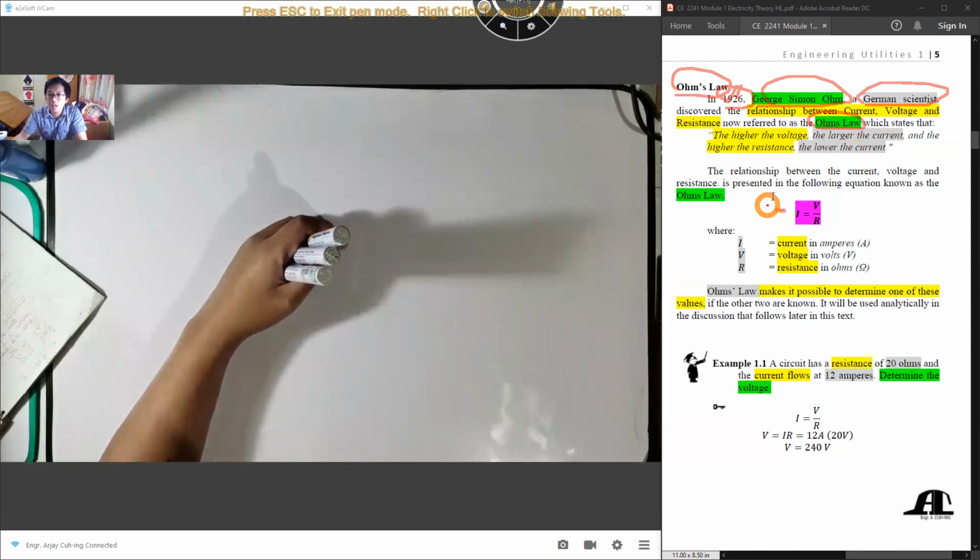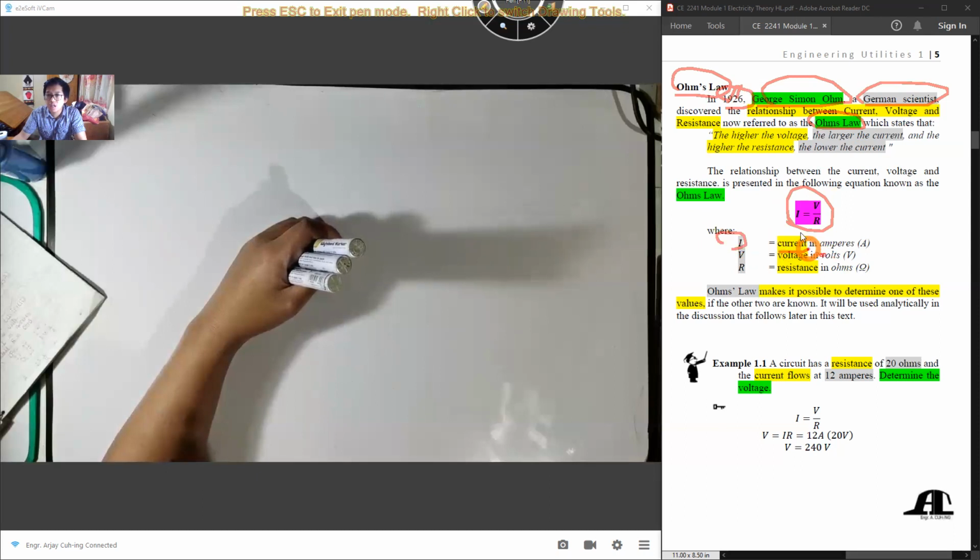Okay? So technically class, the relationship is signified by this formula. I is equal to V over R. Okay? Where I class again is the current in amperes. Okay? V class is the voltage in volts. Okay? So R class is the resistance in ohms.